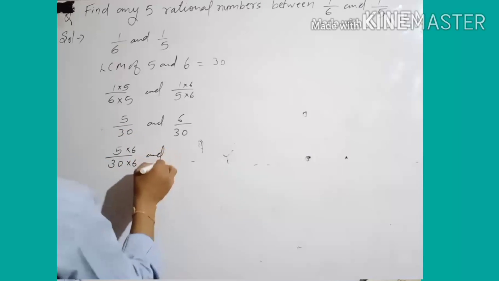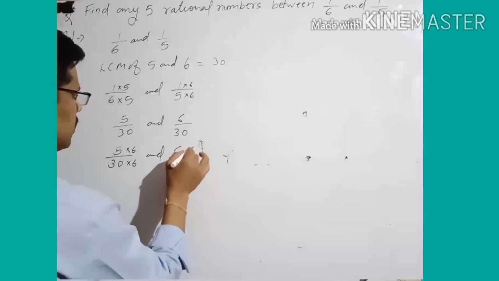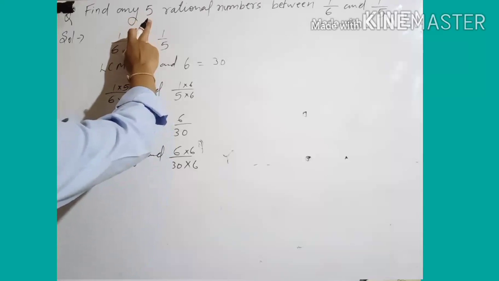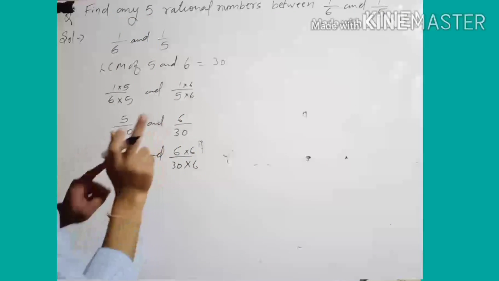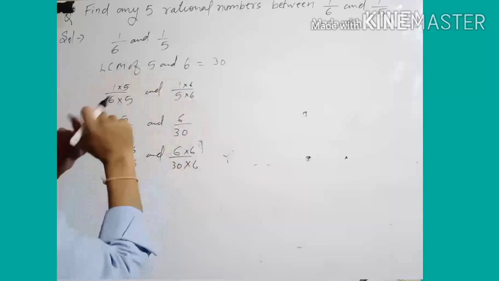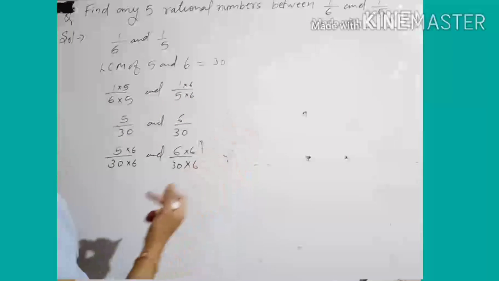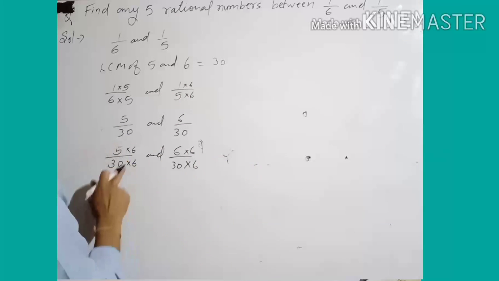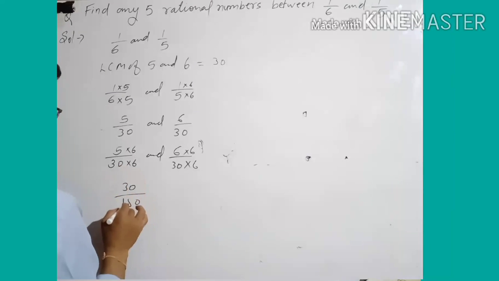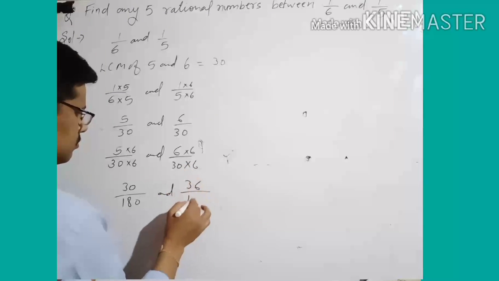So 5 upon 30 and 6 upon 30 are multiplied by 6. Why am I multiplying by 6? Because I want to find 5 numbers. Once again, I want to make it clear: if there is no rational number between them, in that case we are able to find the exact number of rational numbers. Otherwise, in other cases, you can find as many rational numbers as you want. 5 times 6 is 30, and 6 times 6 is 36. And here it is 1 upon 180.